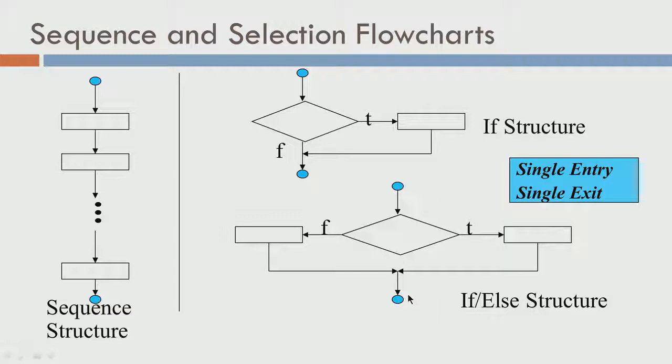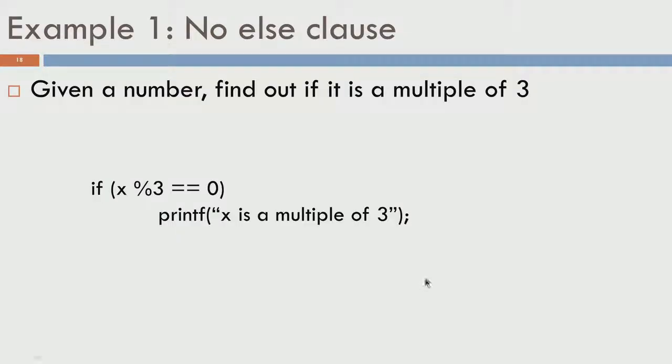So, this is the general structure of if then else. Let us look at several examples now. Starting with example 1, where there is no else clause. Let us say the problem that I want you to solve is, given a number, find out if it is a multiple of 3. I give you a number x and you have to find out whether it is a multiple of 3.